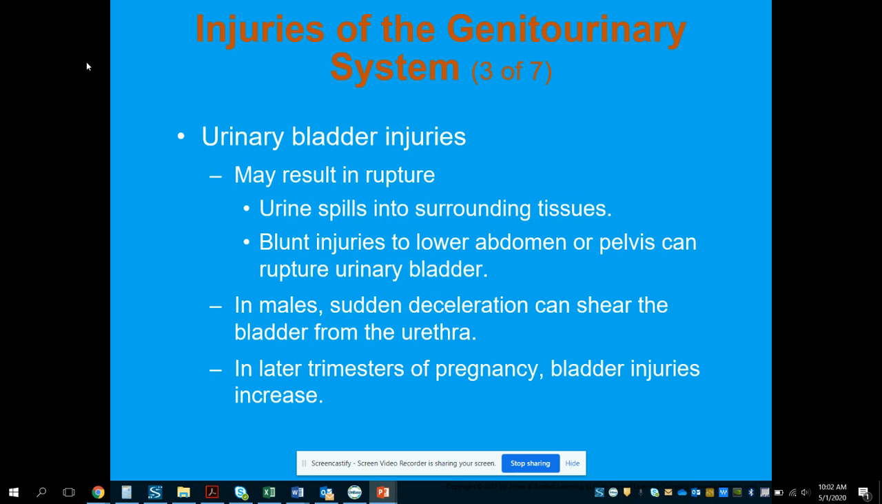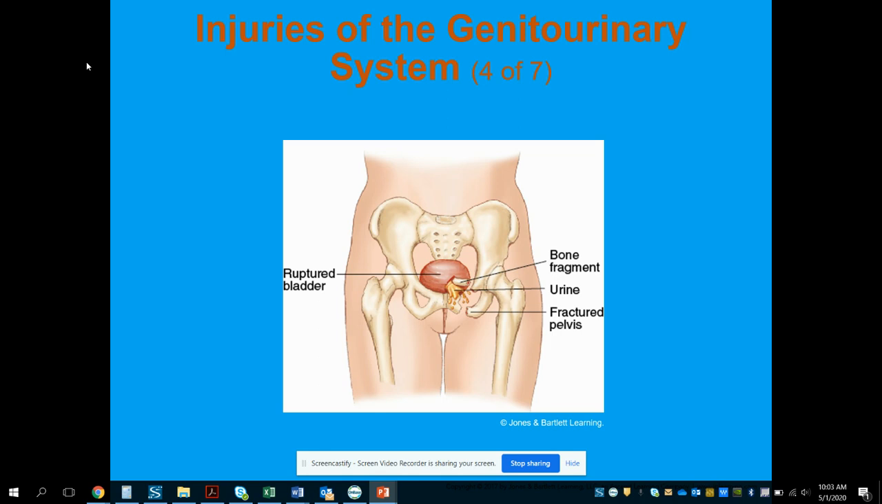Looking at urinary bladder injuries, this could result in rupture, like we said, where the urine would spill out into the surrounding tissues, causing some type of irritation and potentially infection to the area. Blunt injuries to the lower abdomen or the pelvis could cause rupture to that urinary bladder. It could also be deceleration that could shear the urethra for a male patient. And in later trimesters of pregnancy, bladder injuries are going to increase because we know the pressure on those organs is already increased. This is just one picture of how a potential bone fragment from a pelvic fracture could cause a rupture of the bladder.